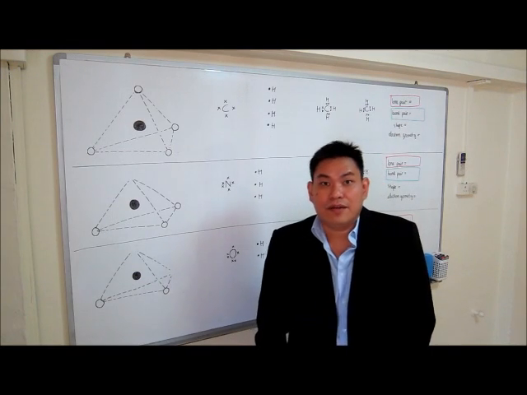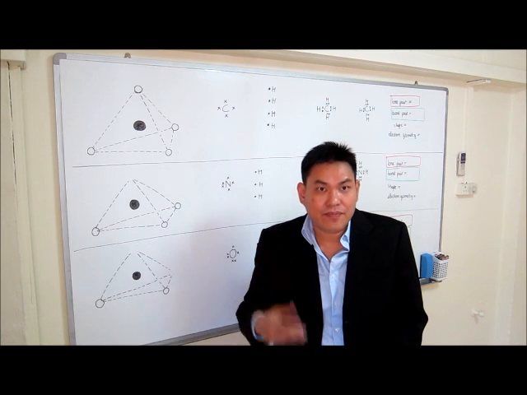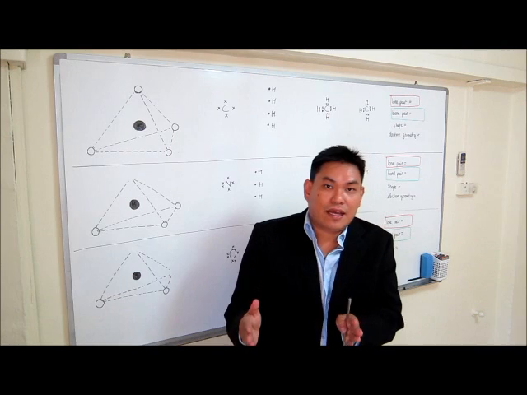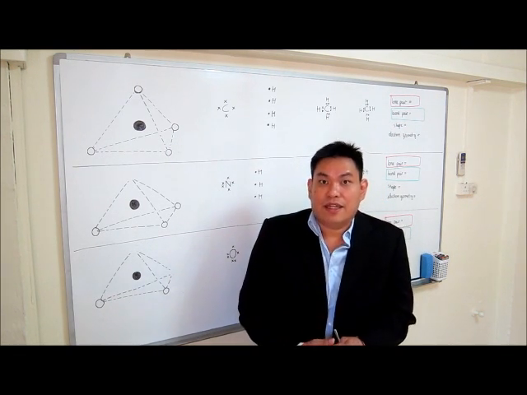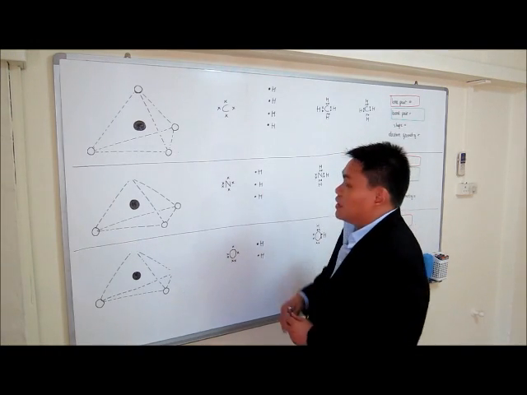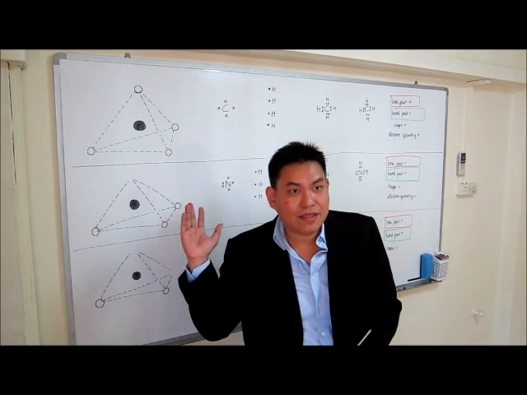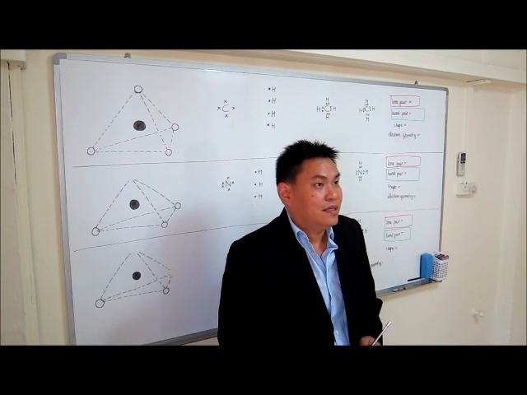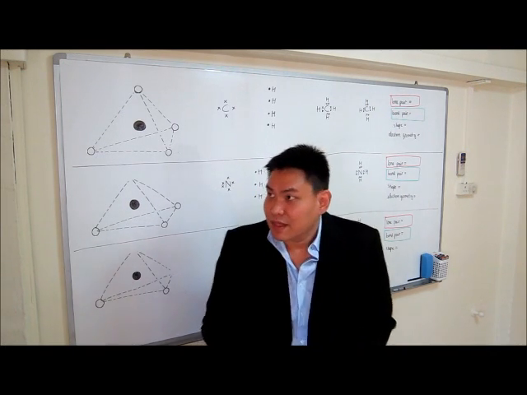Now we are going to learn how to draw the dot and cross diagram. The question might ask you to tell the shape of a certain molecule, and to be able to answer that, you need to be able to draw the dot and cross diagram. It's a bit complicated. The examples that I'm using here are simple, so in the next presentation I might give you a more complicated one.